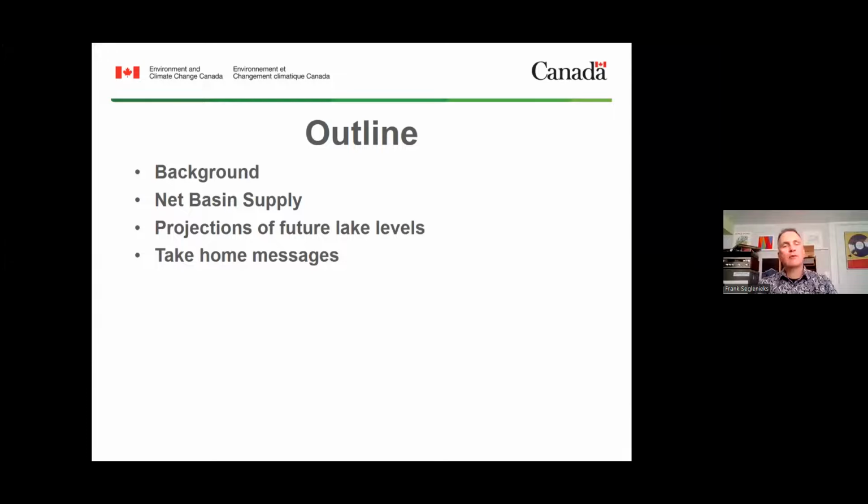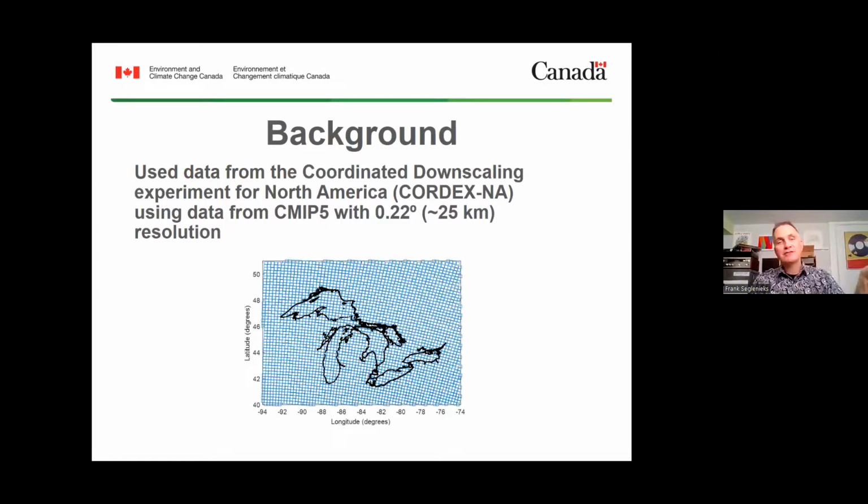So I'm just going to give a quick background. I don't have to do as much because Narayan did a lot of the background. I'll talk about what's called net basin supply, and then get into the projection of the future lake levels and some take-home messages. So the background is using CORDEX runs, just like Narayan did. Not that surprising. The important thing is they have a resolution of about 25 kilometers.